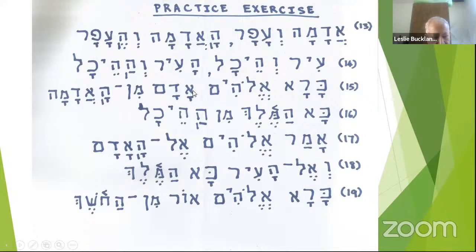Notice how similar the two words are, adam and adama, because adam came from adama. Adam was made from the ground.